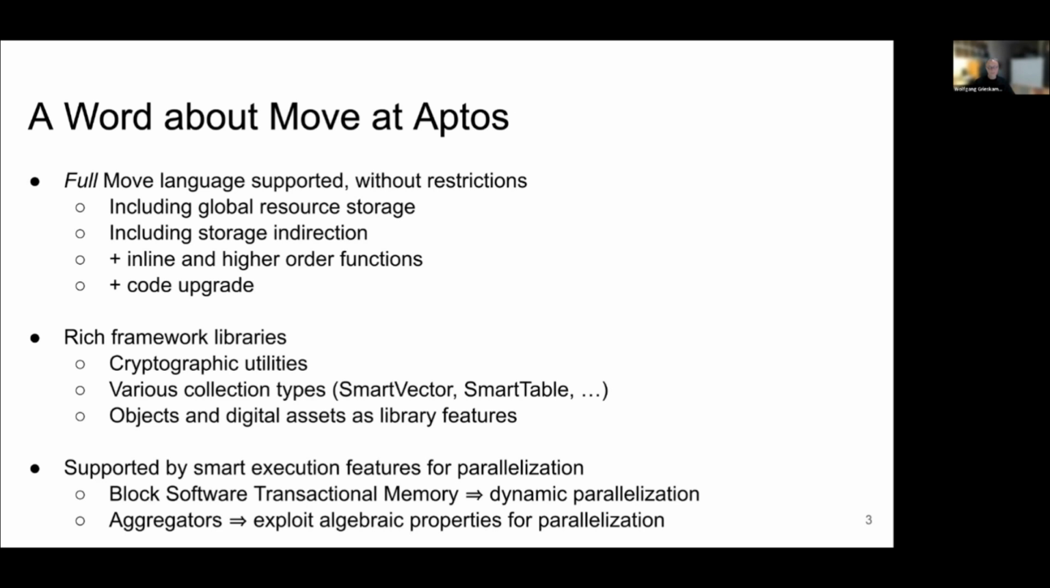Move on Aptos is also characterized, maybe even more so than by the language, by a very rich set of framework libraries. We have quite a number of cryptographic utilities, and they are constantly growing. We have various collection types. So if you want to organize your data in collections, there are smart vectors and smart tables. These are basically dynamically growing data structures, which you can start small, but they can also scale to larger data storage. And last but not least, we have objects and digital asset standards, which is a quite powerful abstraction mechanism, which is used throughout our library, basically in many places.